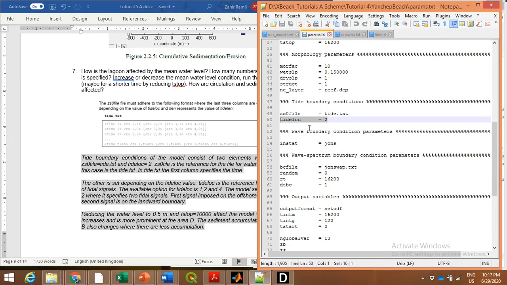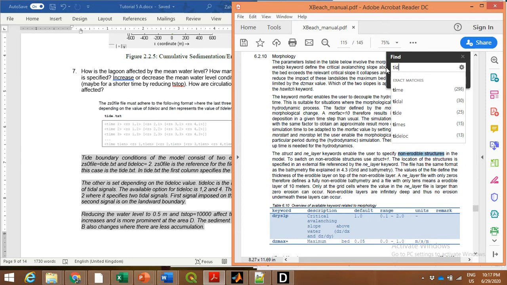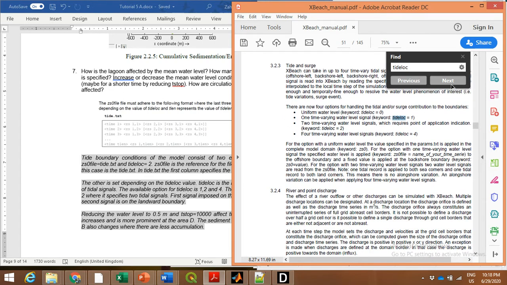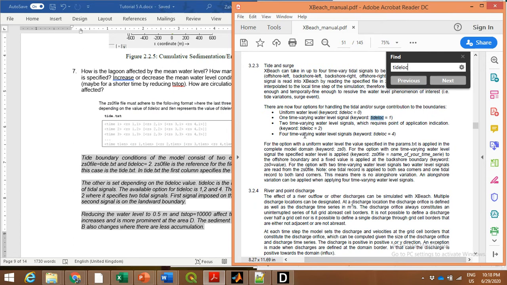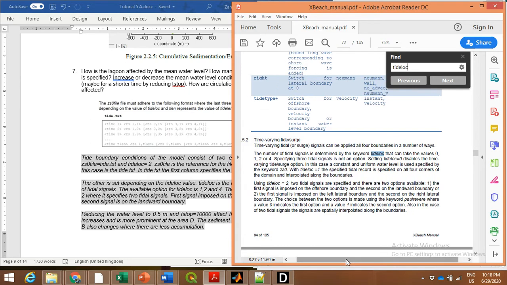So what does the 2 mean? You can refer to the XBeach manual. Tide location 2 means 2 time varying water level signals are specified: the first on the offshore boundary and the second on the landward boundary, or the first signal is imposed on the left lateral boundary and the second on the right lateral boundary.